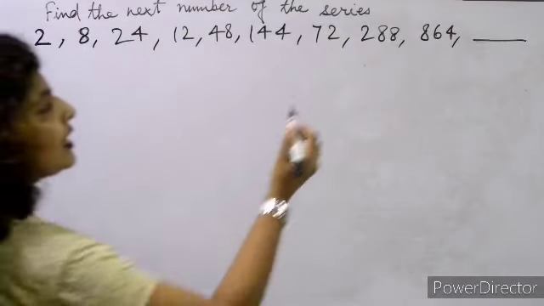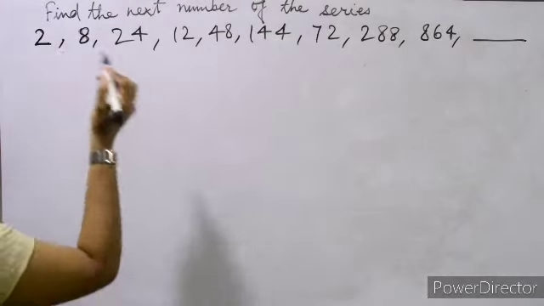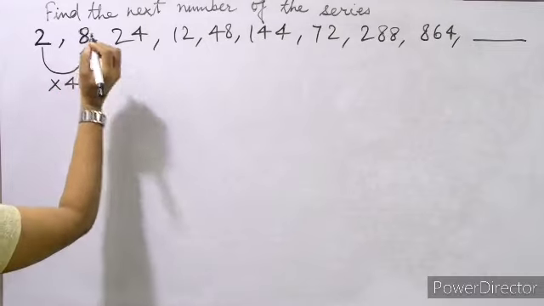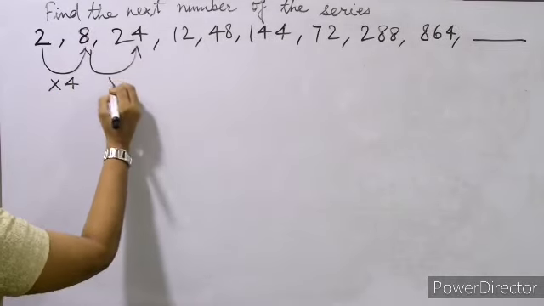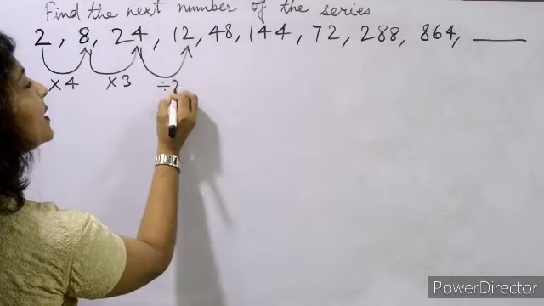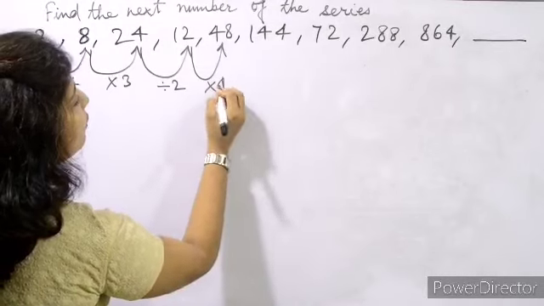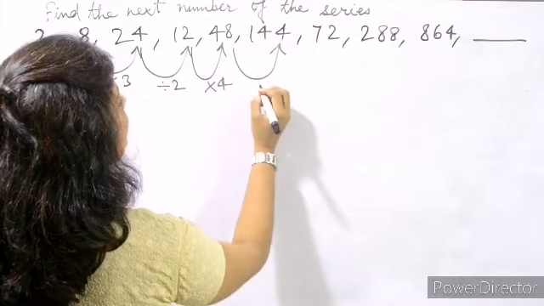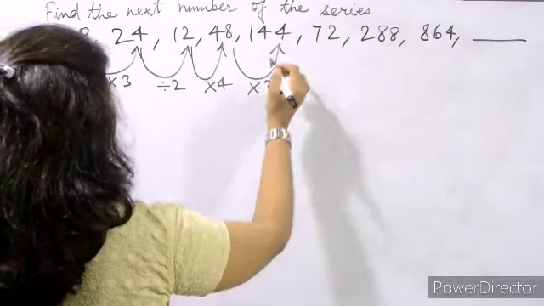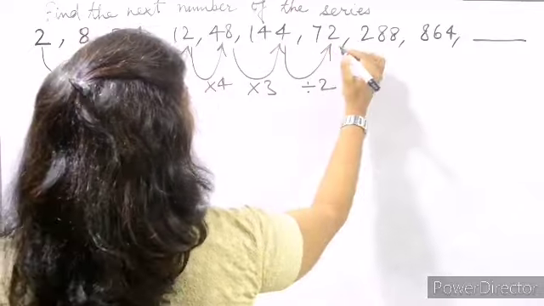Okay. For this series 2, 8, 24, 12, 48, this number sequence is given. Now we have to find out the last number, the blank after this number. So first of all, 2 multiplied by 4, we are getting 8. Again we are multiplying this by 3, 24. And now we have to divide this by 2, then we'll get 12. Again multiply by 4 and then multiplied by 3, 48, 3s are 144.